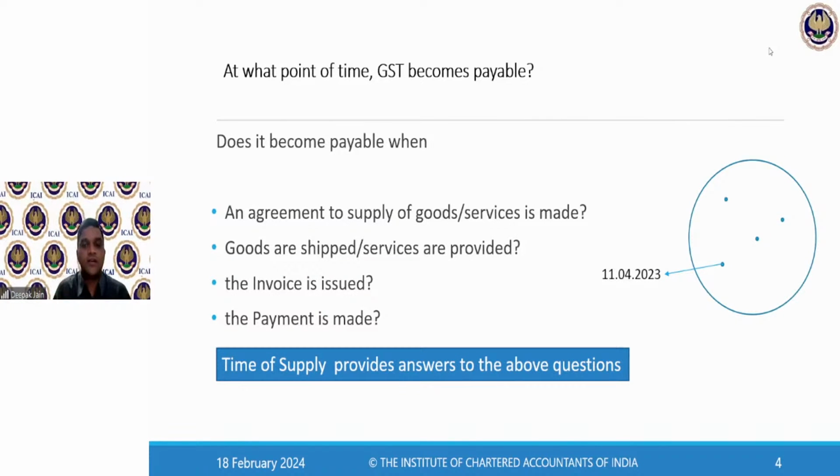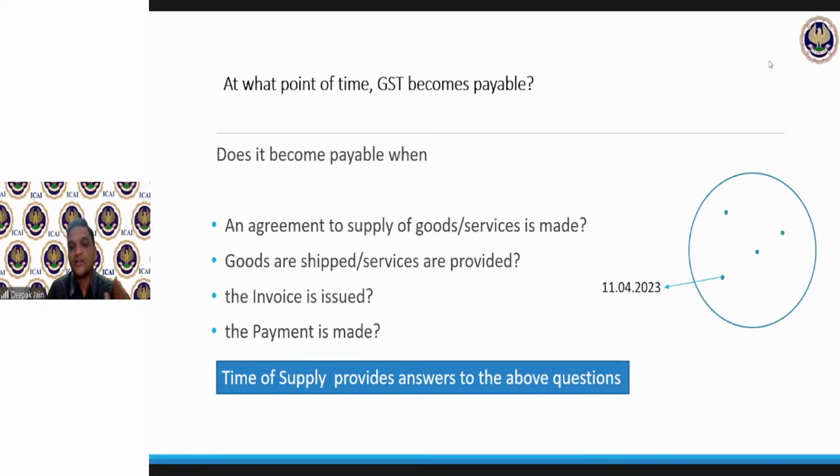If the time of supply is 11th of April, should we pay tax immediately on 11th of April itself? How does the payment work then? So as soon as I supply, time of supply is triggered. If time of supply is triggered, should I make the payment on that day?